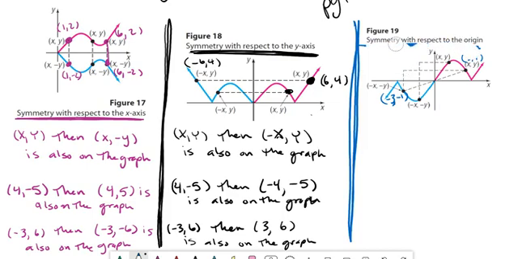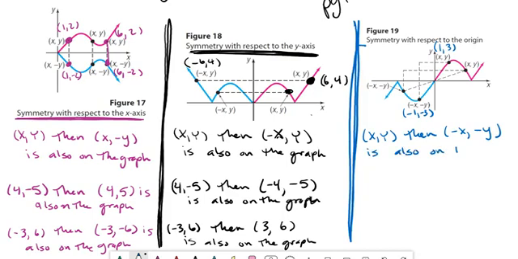Okay? Or another example could be, say this point right here is 1 comma 3. Then we know this point over here would be negative 1 comma negative 3. Opposite of x and opposite of y. So that's the first thing they want us to jot down. If we have the point x comma y, then we know the opposite of x and the opposite of y is also on the graph.